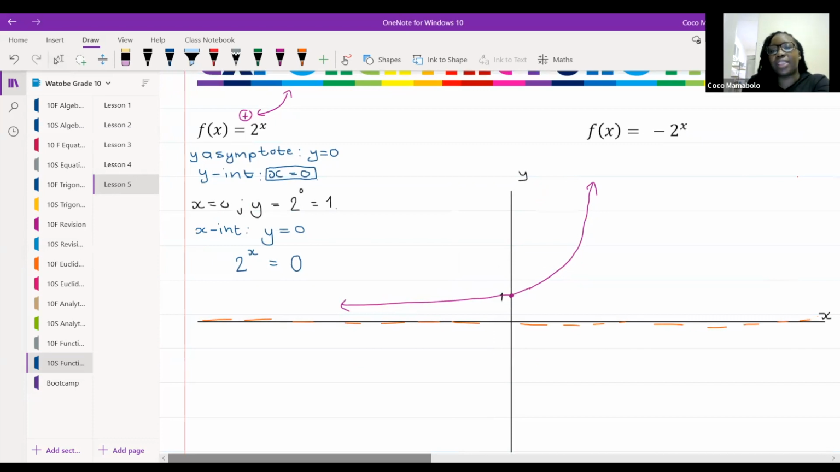All right, now we're going to look at the graph of, I'm going to change this one to -2 to the power of x, okay? All right, that's okay. No worries, Leabona. All right, guys, let's talk. Now I've got f of x is equal to -2 to the power of x. My y asymptote will be the same. It's almost like me adding 0 over here.